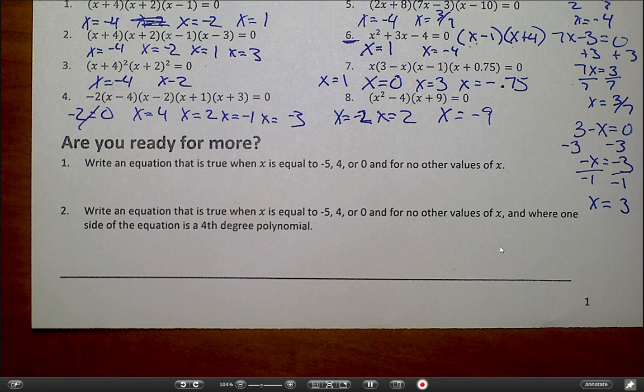All right, so it says write an equation that is true. Why is it every time I look up, you got that stupid thing in your hand? No, don't bring that drama in here now. Please, stop.